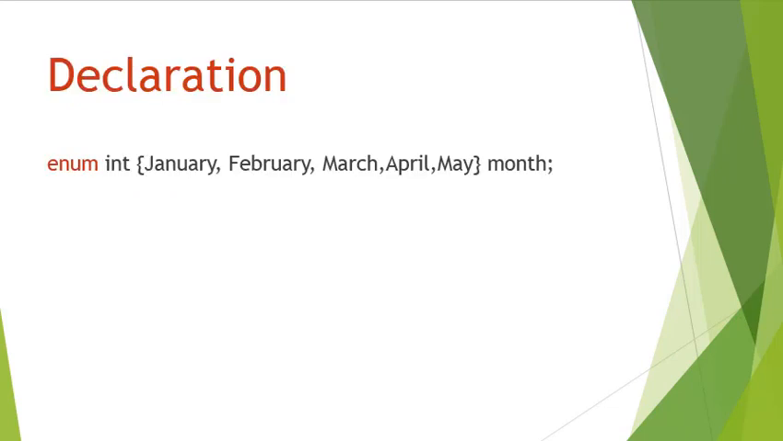Here I have declared the enumerated data type. Enum is the keyword, and int, integer, is the data type. These are the list of data I have declared as the enumerated data type, and finally month represents the name of this enumerated list.